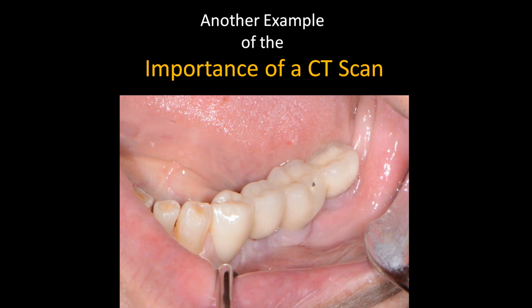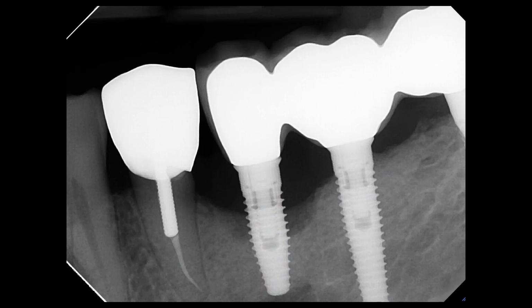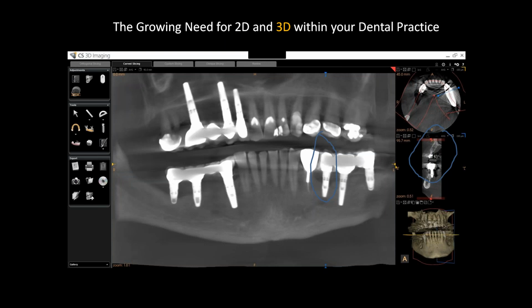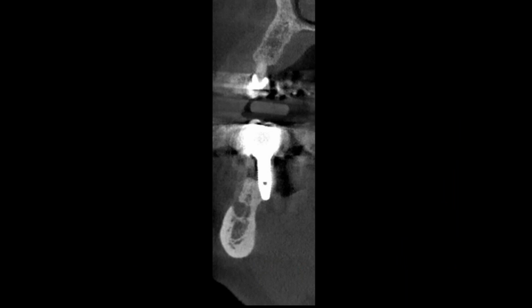Here again is another example where a patient presented with irritation and pain in the number 20 to 19 area. We took a periapical x-ray and we clearly identified that he had some bone loss, but most importantly, when we took a CBCT of the area, we identified that there is something else that may be going on. This implant may not have been placed in the most ideal position, as one can see. Again, this is highlighting the need for CBCT within your office.